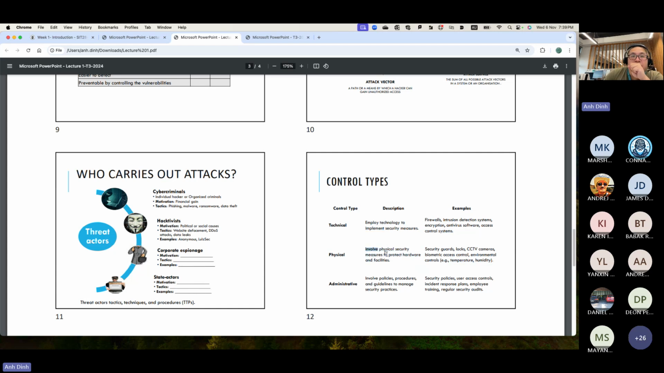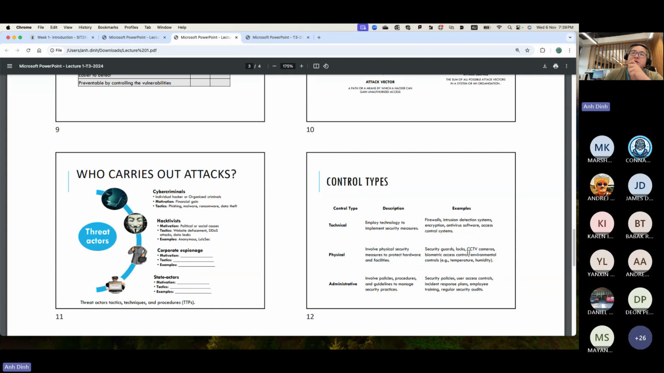Another control type, which is often overlooked in cybersecurity, is physical security. Many people think that everything in cybersecurity can be solved by software, but it's not. Sometimes we just put a physical lock on the room or data center. That would deter a lot of attackers.